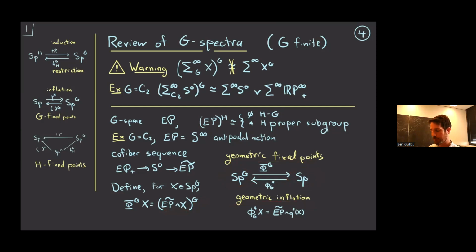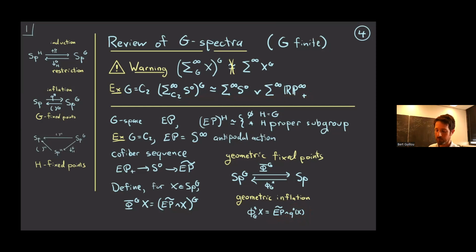And so it's combining inflation with this sort of geometric idea, and so I call it geometric inflation. But the formula is, okay, you just do the inflation, right? So you create the thing with the trivial action. But as we saw up here, that's typically going to have some junk there that we don't care about. And so you throw it away by smashing with the EP tilde.